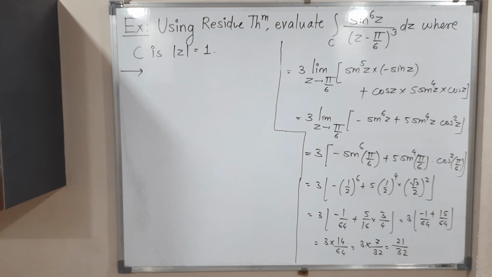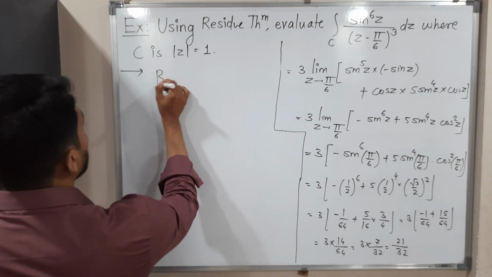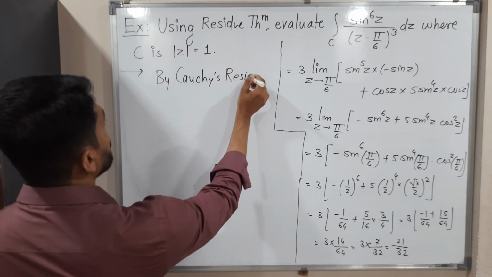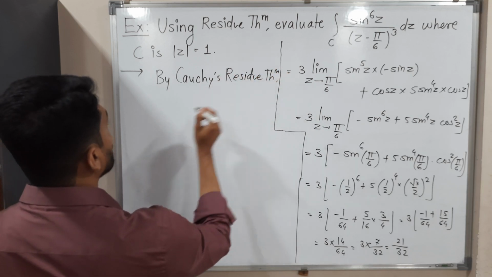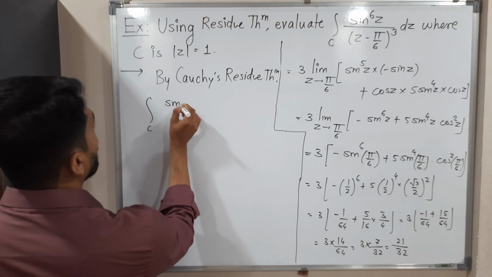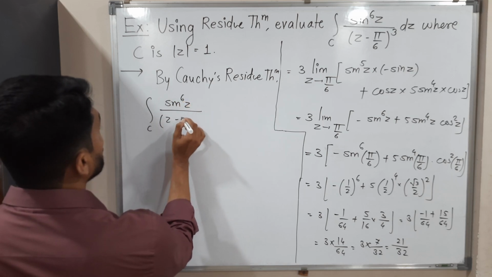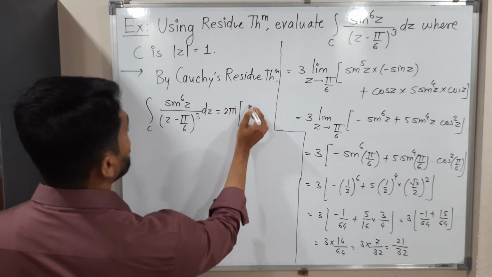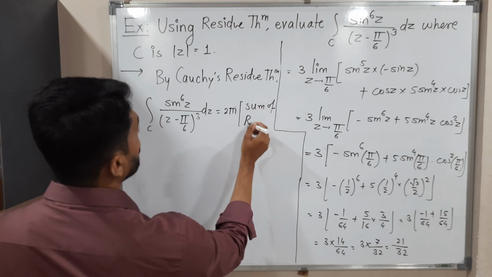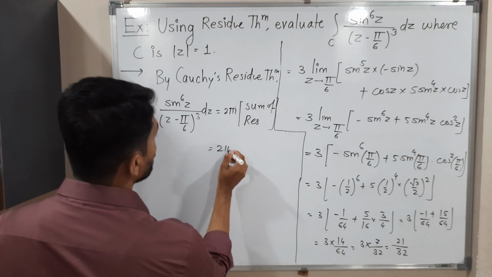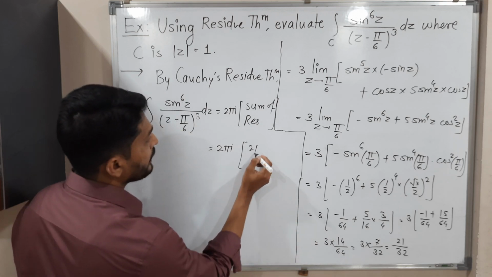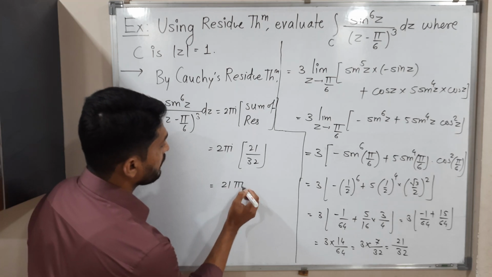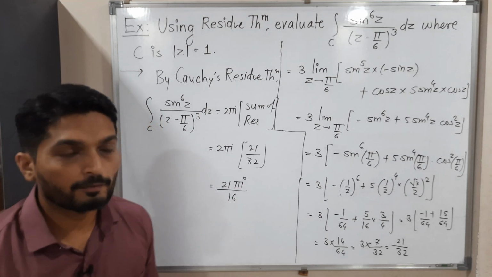So by Cauchy's residue theorem, the integration over C of sin raised to 6z upon z minus pi by 6 cube dz is 2 pi i times the sum of residues. Here we have a single residue which is 21 by 32. See, the 2 will get cancelled and we will have 21 pi i upon 16. So this is the required value of the integration.